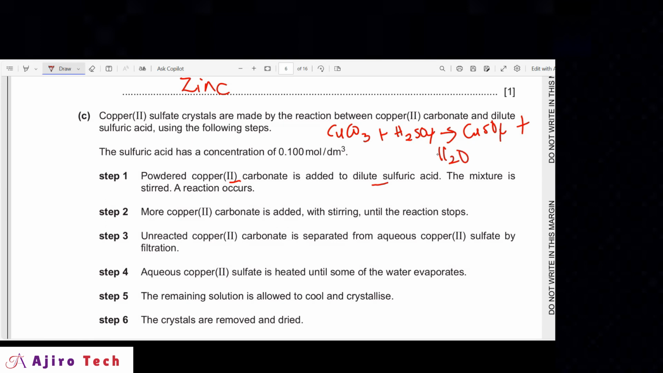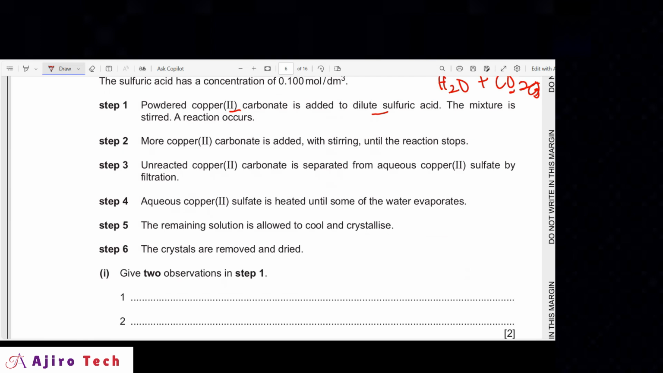Since it's a reaction of a metal carbonate, you're also going to have carbon dioxide being produced. That's a gas. All right, so this is what the equation of the reaction looks like. Also, right here, copper(II) sulfate, the color is blue. So you are always going to have a blue color. Now, since there is a gas produced, you're also going to have bubbles or effervescence in the reaction. So that should guide you to the answer to the two observations in step one.